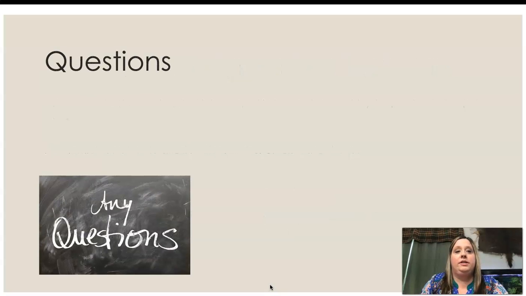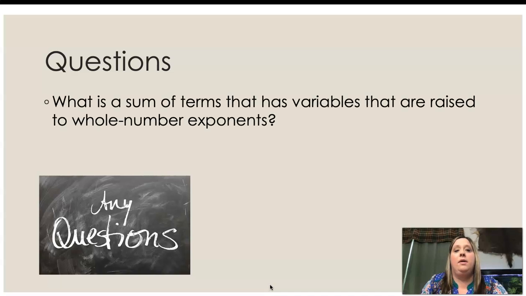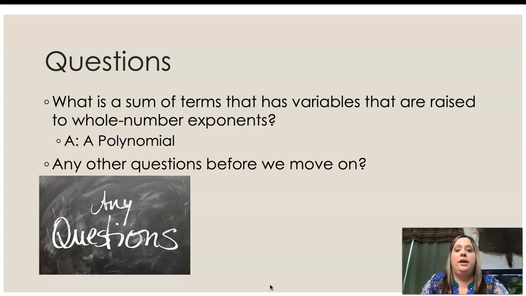So questions. What is a sum of terms that has variables that are raised to whole number exponents? Emma. Right, a polynomial. We just went over it. So are there any other questions about this section before we move on to the next? Stacy. So Stacy says, can they be classified by more than one classification? So the answer to that is yes, and we'll be talking about that as we move on.